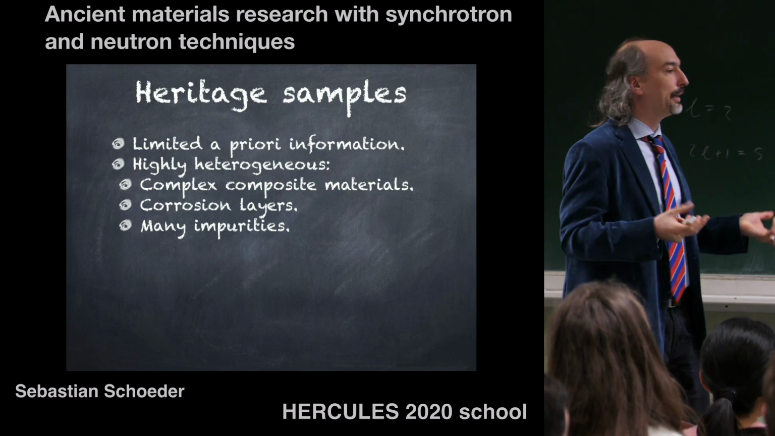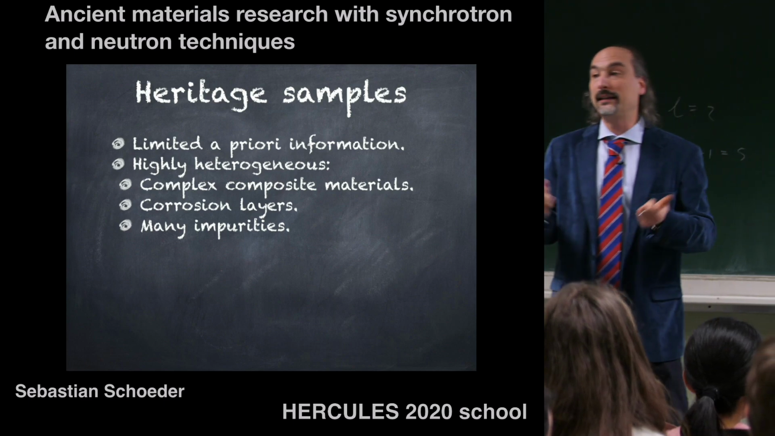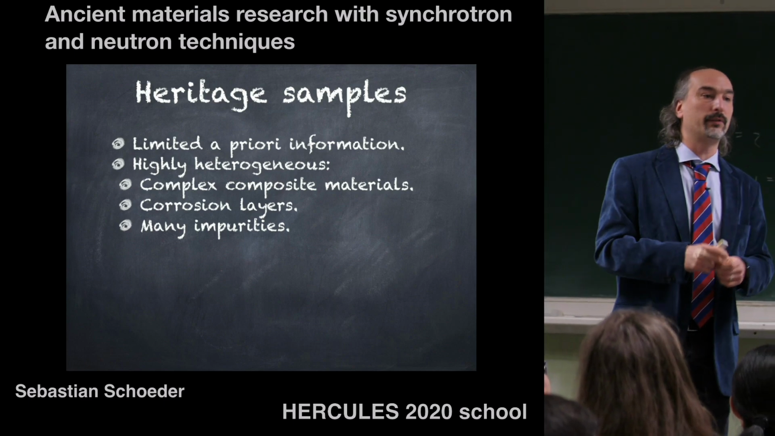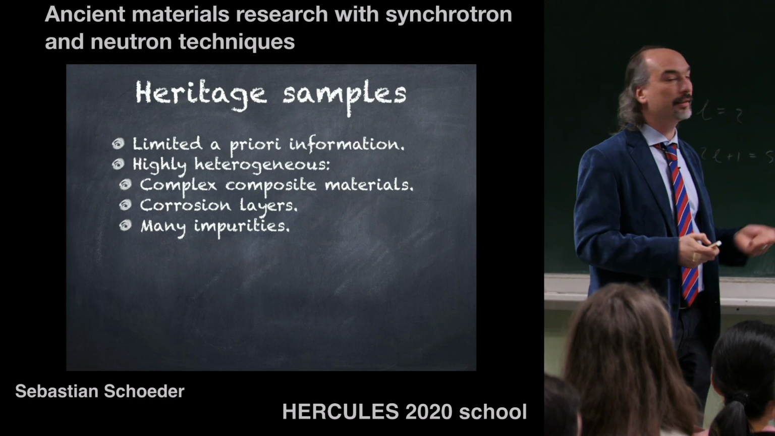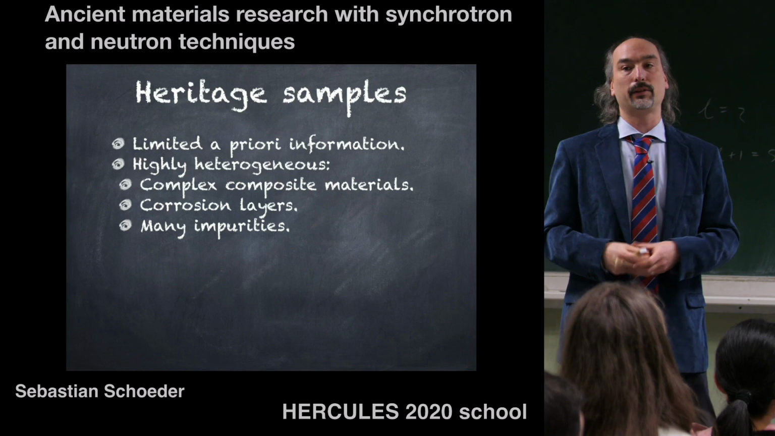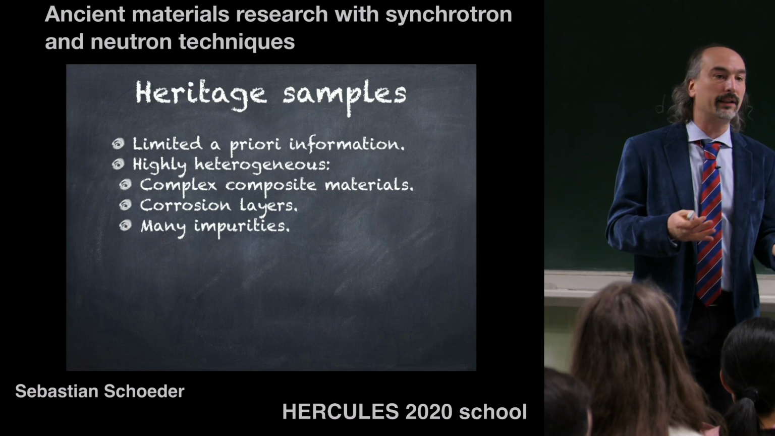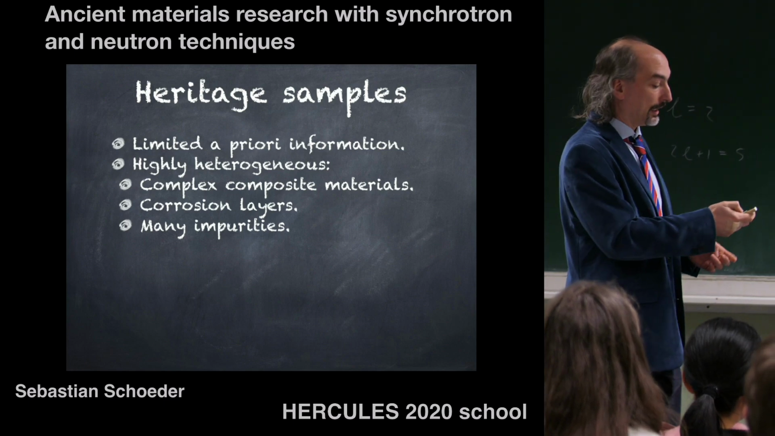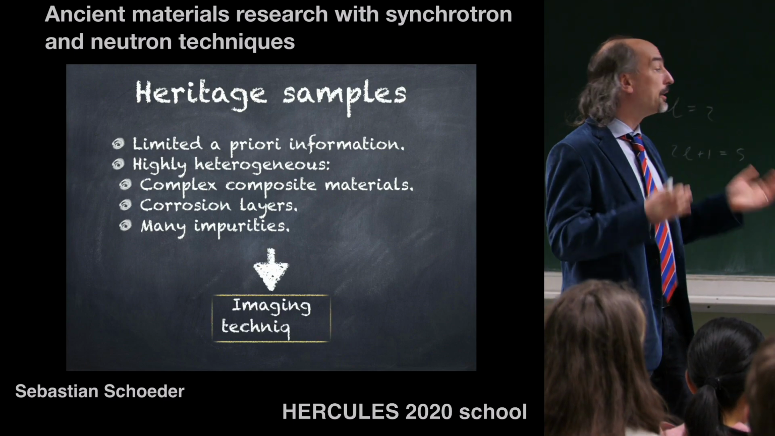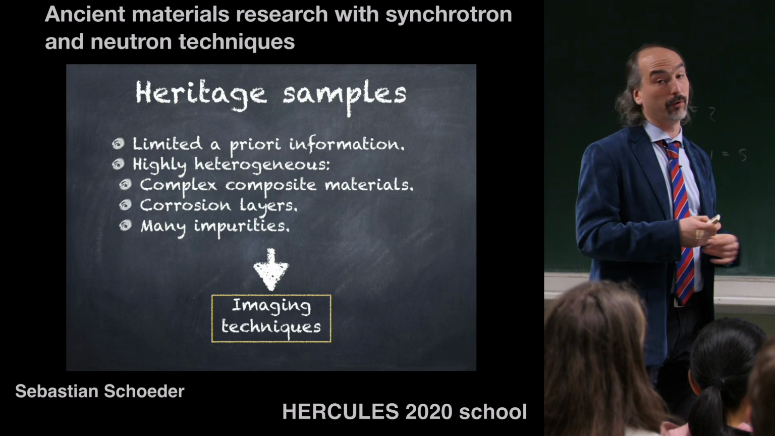But even comparably simple samples like a metal object, a metal tool, for example, you could say it's just a block of metal. But in our case, we often then have corrosion layers. We have many impurities inside, because, of course, in ancient times, the raw materials were not as pure as they are nowadays. And so this is why we are going to use mainly imaging techniques to overcome these points.